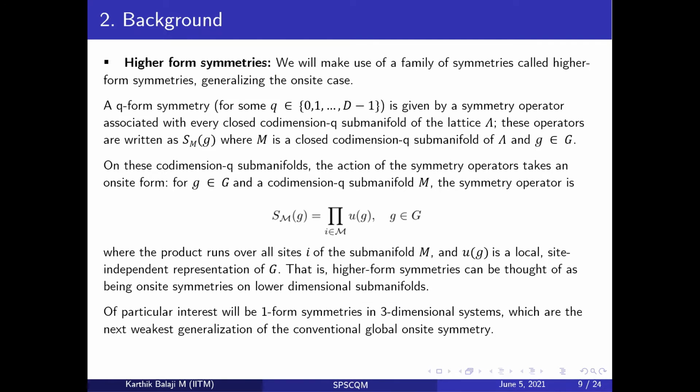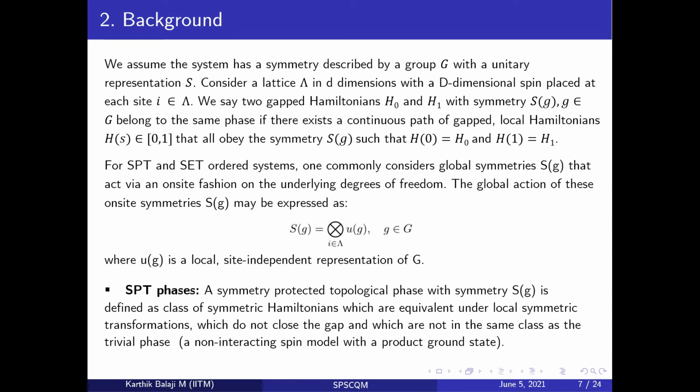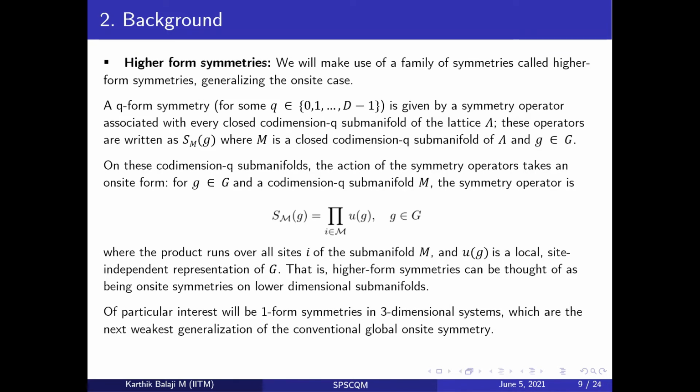Now let's take a brief look at higher form symmetries. We'll be making use of these higher form symmetries for the future topics. A q-form symmetry is given by a symmetry operator associated with every closed codimension-q submanifold of the lattice Lambda. And the symmetry operators are given by this equation over here. You can see that it's similar to the equation that we had for describing the symmetry operators of the SPT and SET ordered systems. Of particular interest for us in this paper will be one-form symmetries in 3D systems, which are the next weakest generalization of the conventional global onsite symmetry.